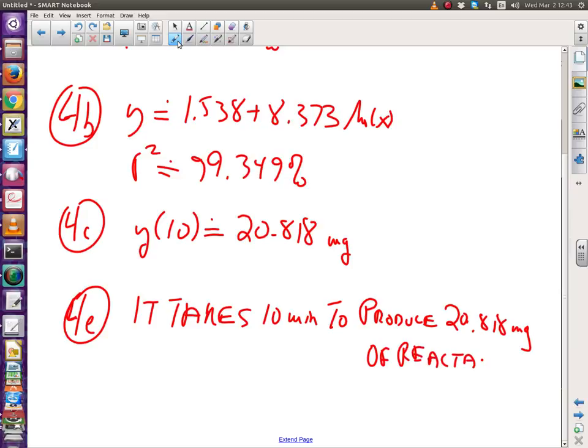Anyone taking Regents Chem, AP Chem? All right, so just write something in English. Now, you could do that for 4D instead. You don't have to do both. Just give me one sentence in 4E, that's fine.